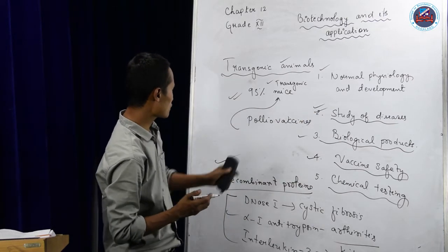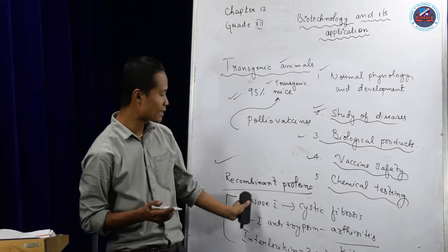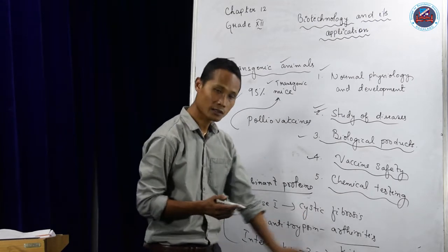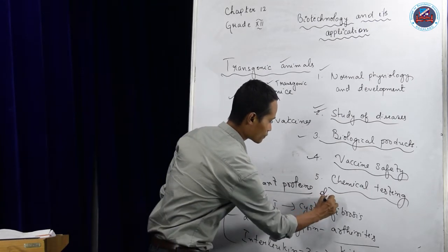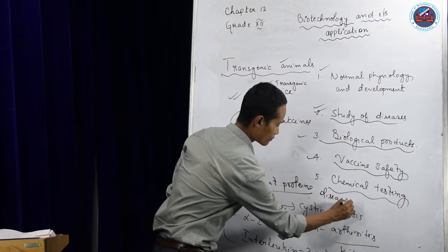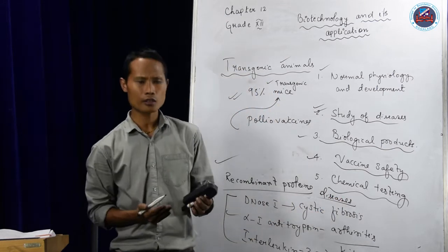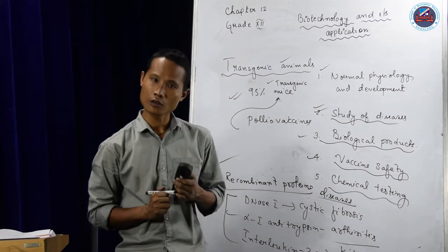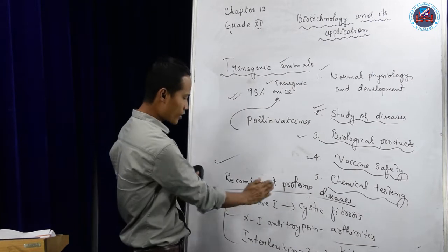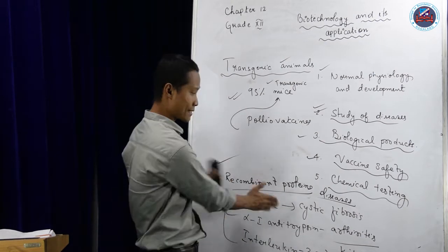Now, these are some of the recombinant proteins like DNase I, for cystic fibrosis. So these are diseases. And there are so many more. I want all the students to do your own research and try to search. So this will be your assignment.